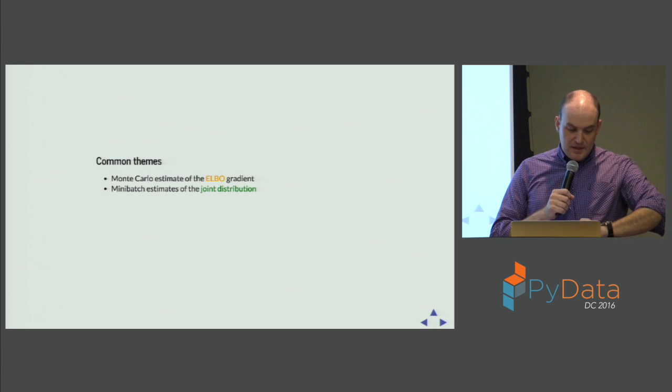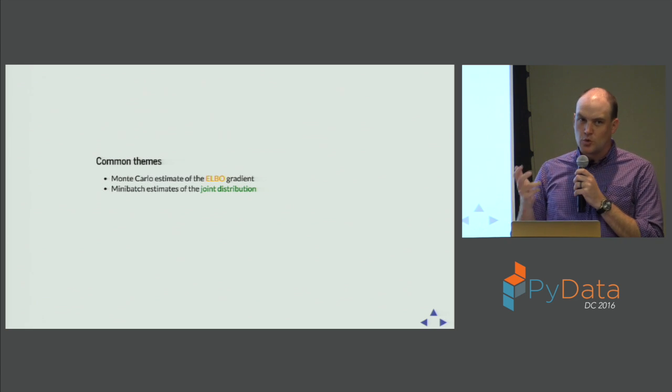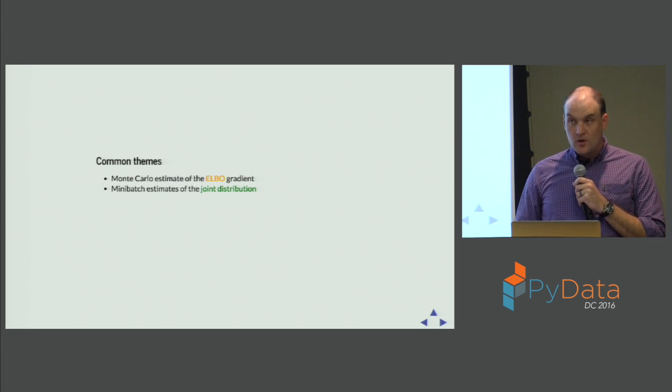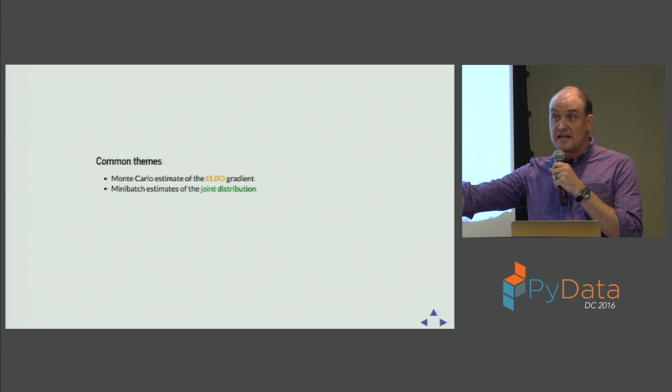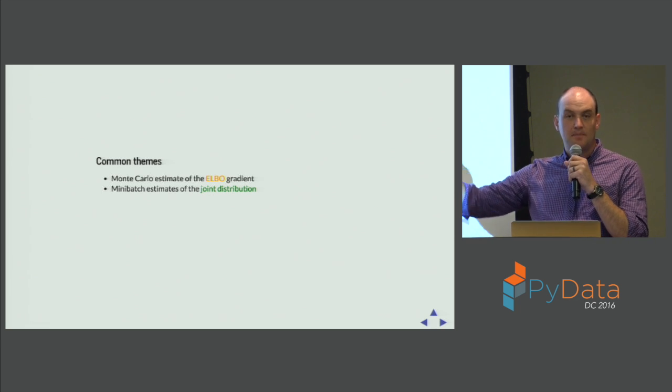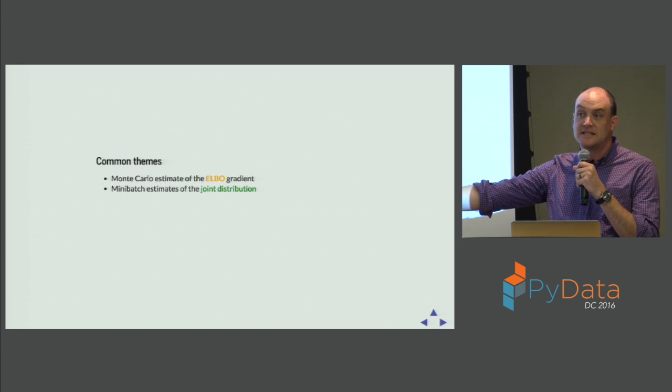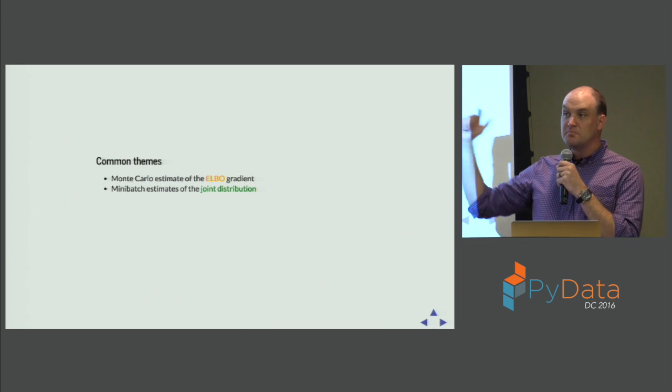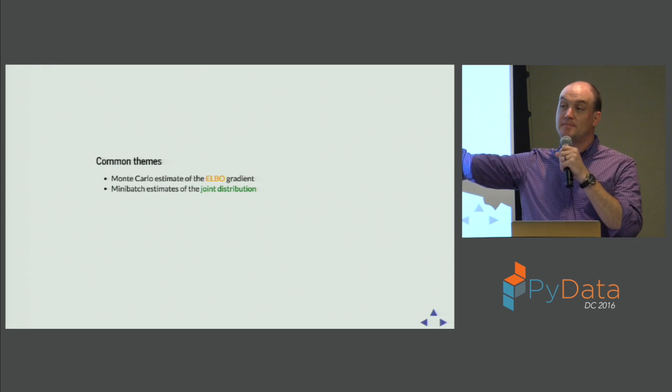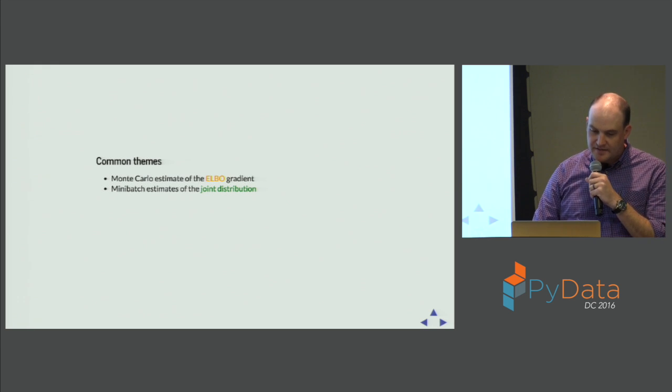So what are some of the common themes here before we dive into actual calculations? We use Monte Carlo estimates of the gradient. So this is a bit like stochastic gradient descent, right? And we use mini batch estimates of the joint distribution to make this scale. So a lot of data.